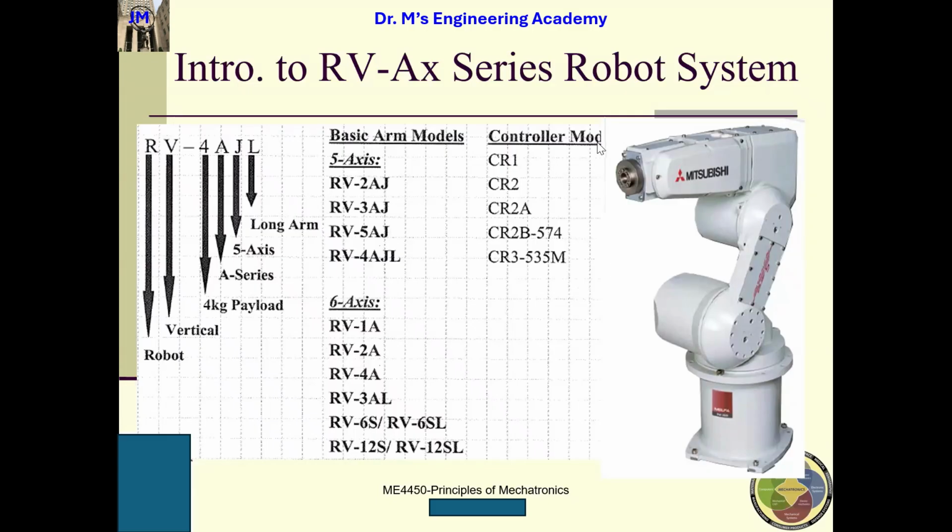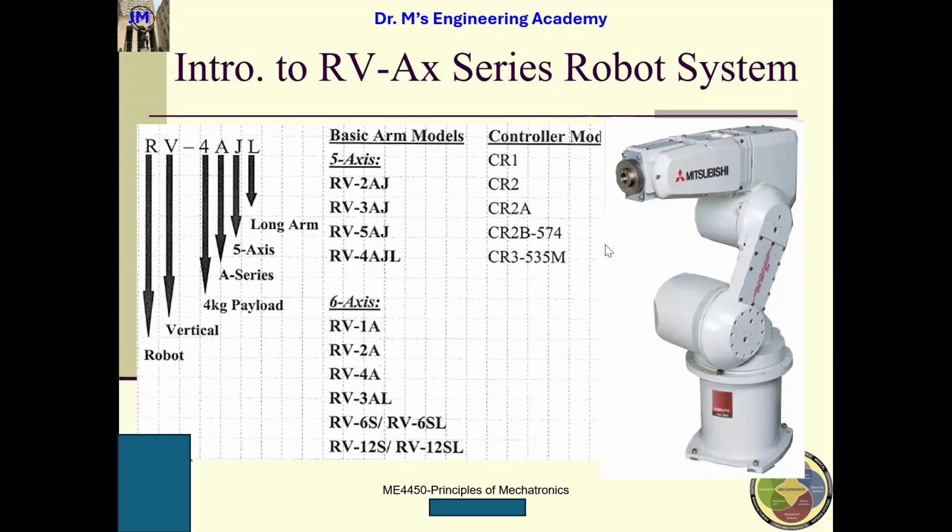And the controller models are CR1, CR2, and also CR3. CR here does not mean control relay. Here CR means the controller. Can you write that down, guys? This CR in this context does not mean control relay, though in the PLC context it means control relay. CR here tells you what kind of controller this is, a microcontroller.